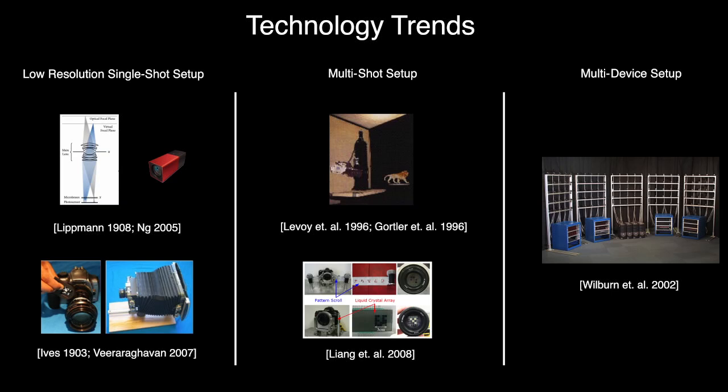Current technology trends include single-shot approaches that multiplex a low-resolution light field into a sensor image, for instance using lenslet arrays or coded masks. Alternatively, high-resolution light fields can be acquired in multiple images using camera gantries or coded apertures. Unfortunately, such approaches make it difficult to capture dynamic scenes. Camera arrays can be employed to overcome this limit, but are expensive and usually bulky.